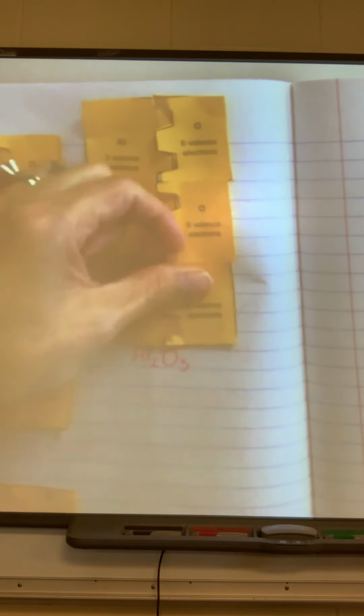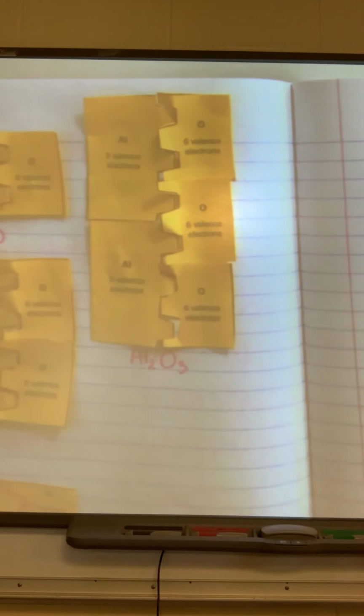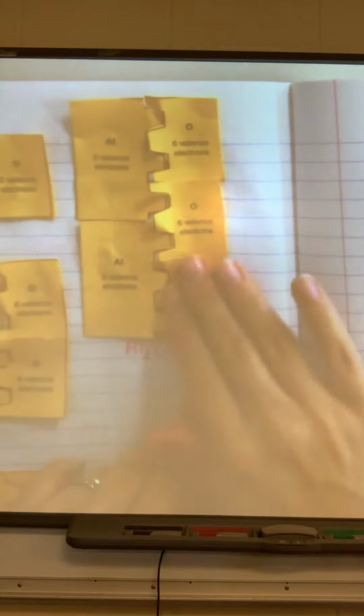Okay, so the end number will give me my 8 that I need. Obviously, if I do my math, that's 24, and that's a multiple of 8, so I'm good on making sure that this is a compound.